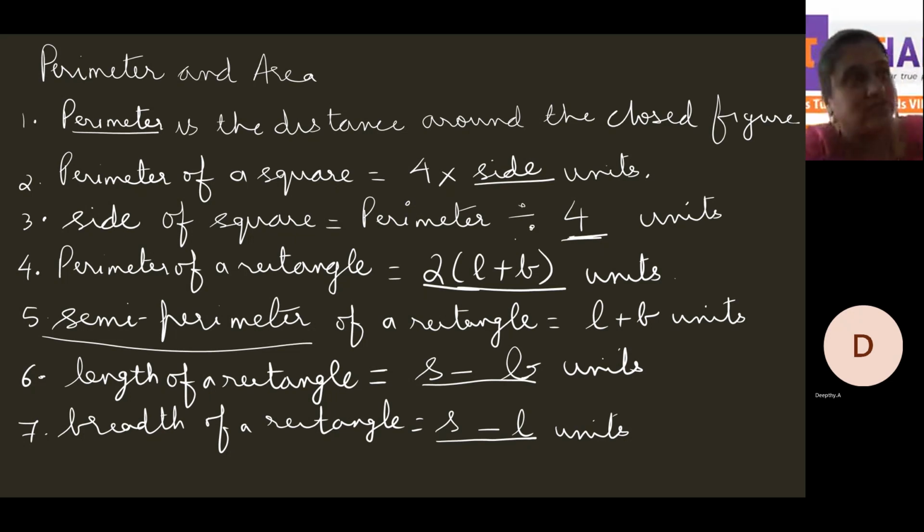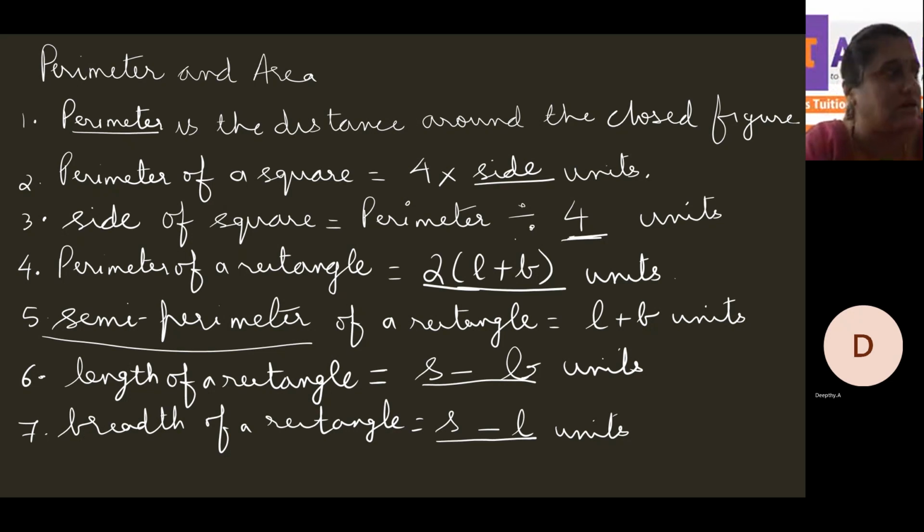Now, how do you find the side of the square when the perimeter is given? When side is given, you can find perimeter. When the side is given, perimeter is 4 into side. If the perimeter is given, then how will you find the side? So side will be equal to perimeter divided by 4 units.